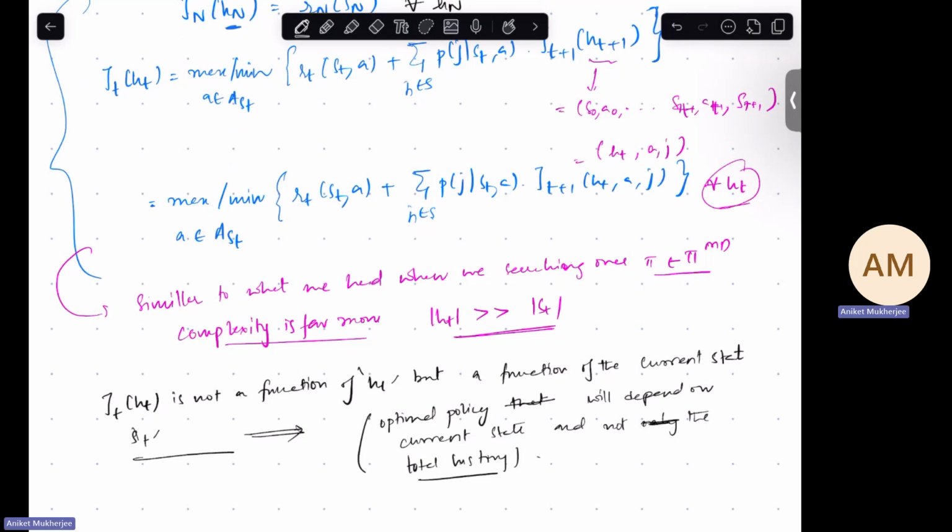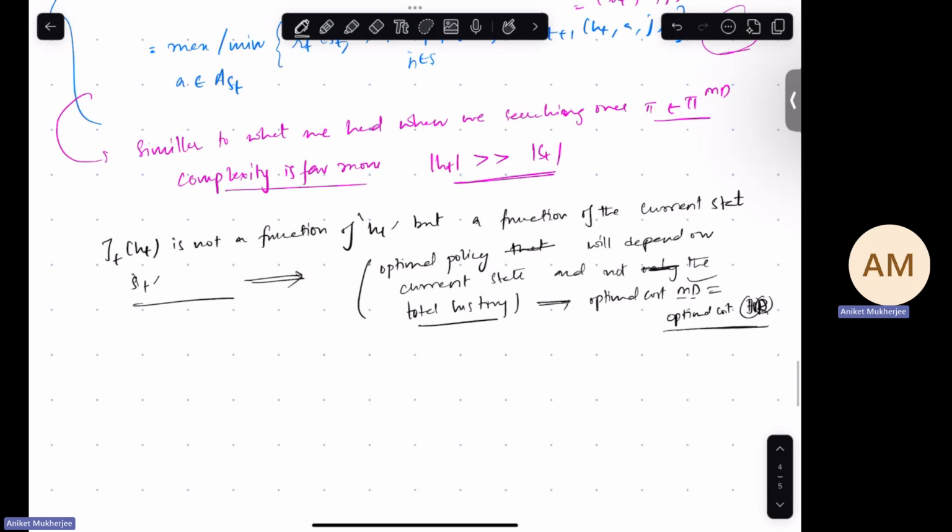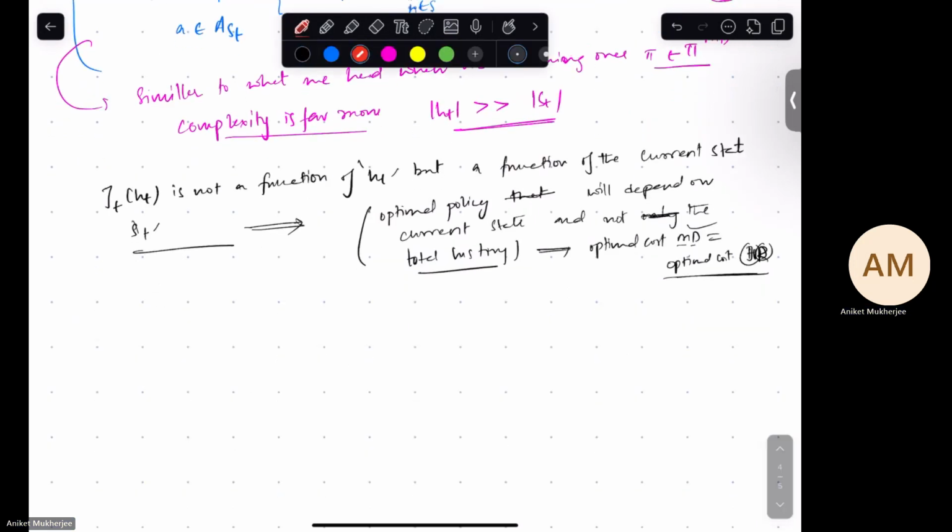If you are able to show this, then that implies our claim that the optimal cost from MD is equal to the optimal cost from HD HR. Right, so no need to randomize your policies and no need to depend on the total history. Just Markov and deterministic policy would be sufficient. Right, to show this, we'll define some terms first.